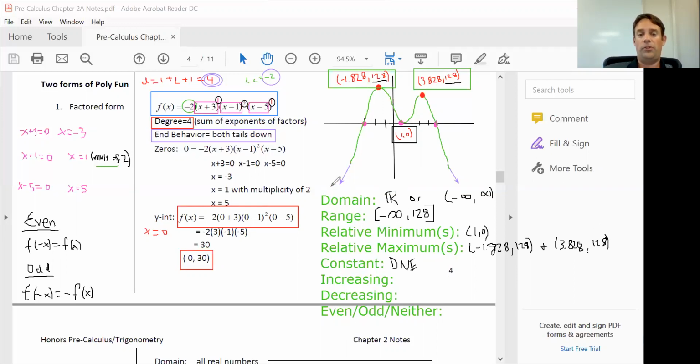Increasing. So remember, we said we're going to go left to right, pretend like we're walking. So it looks like I'm going up, therefore I'm increasing. Then I'm going down, so I'm decreasing. I'm going up, so I am increasing. And then I go down again, so I am decreasing. And these are short for increasing and decreasing domains. So that means this is negative infinity to the x value of that relative max.